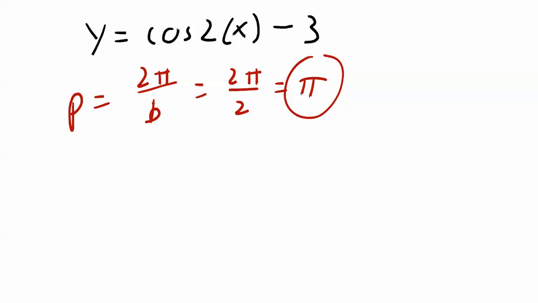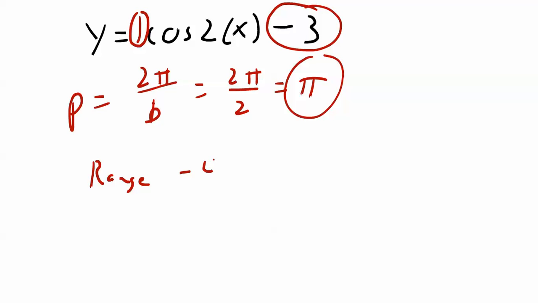Alright, next, what do I want to think about? Let's think about that range. Okay, the range, well, here's the midline, so negative 3, and the amplitude is 1. Okay, so I haven't really changed the amplitude, but it's going to be at negative 3, and I'm going to go up 1 and down 1 from that. So the lowest is going to be down to negative 4, and the highest it's going to get is negative 2.